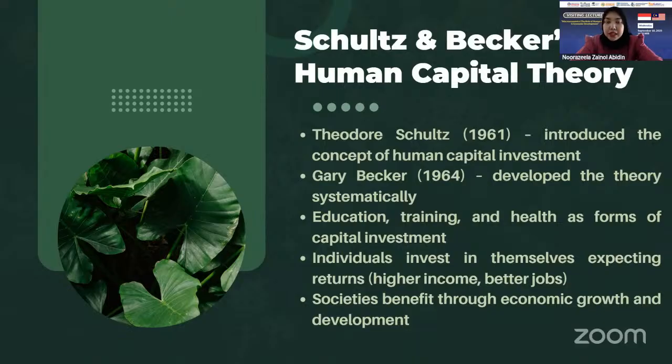Gary Becker, in 1964, then systematically developed human capital theory, showing how individuals make rational decisions to invest in themselves. Just like businesses invest in machines or technology, people invest in education, skill, and health to increase their future earnings and opportunities. For example, a university degree or vocational training may require cost upfront, but it leads to higher income, better career prospects, and improved quality of life.